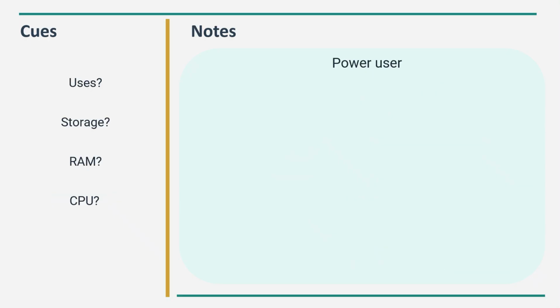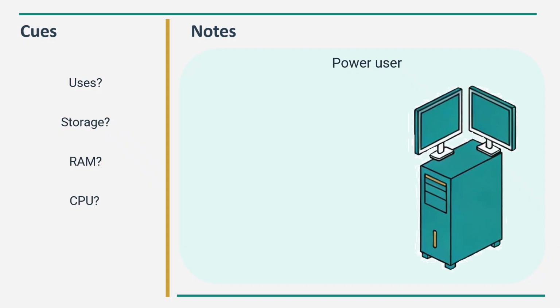Power users work with big files and many apps, which includes video editing, programming, large spreadsheets, design, and analytics. The device has to be a high-spec desktop tower with 2 monitors to see more at once.